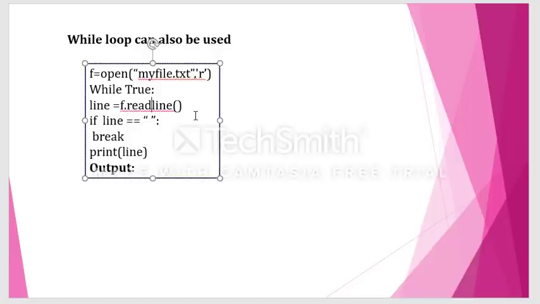The read function will read all the contents of the file at once, whereas the readline function will read only line by line. It will read the contents line by line. Now, when you call the f dot readline function, the first line will be stored in line. Again, you need to write some if condition here. What is that if condition?